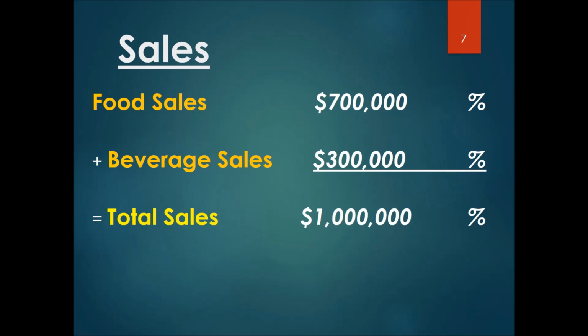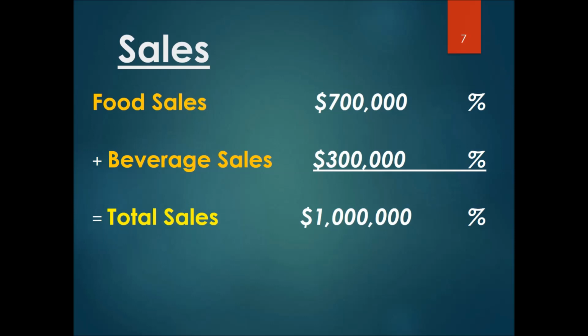Now, businesses will often determine the percentage of sales represented by each of these types of revenue collected as a way of comparing numbers. If someone just says, well, my beverage sales were $300,000, it doesn't really tell you anything unless you know the total sales as well. But if they tell it to you in a percentage, that definitely helps.